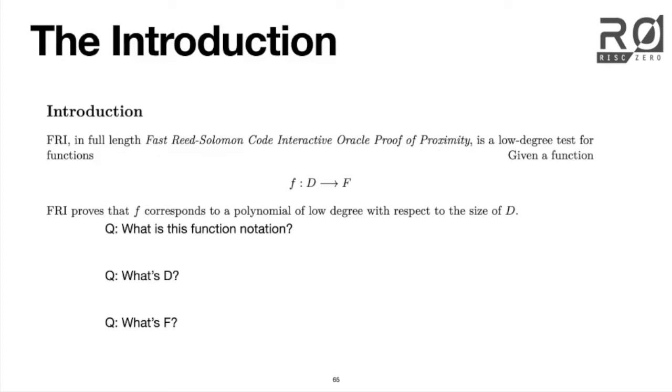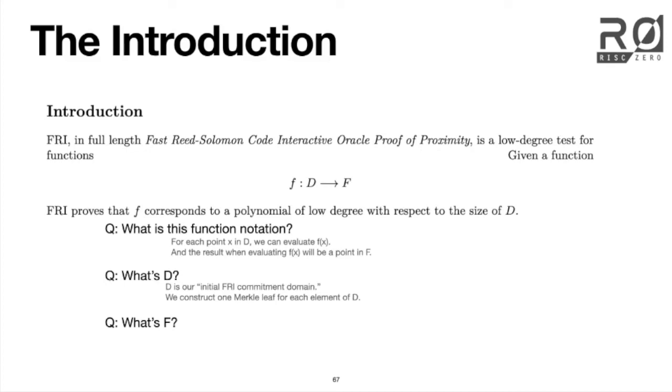And there's this function notation that you may or may not be familiar with. So what's the function notation? What's D and what's F? This notation says that we're associating each element of D with an element of F. So D is a set, F is a set. Given any point in D, we can evaluate the function f with that point as an input. And the output, when we evaluate it, will be an element of F.